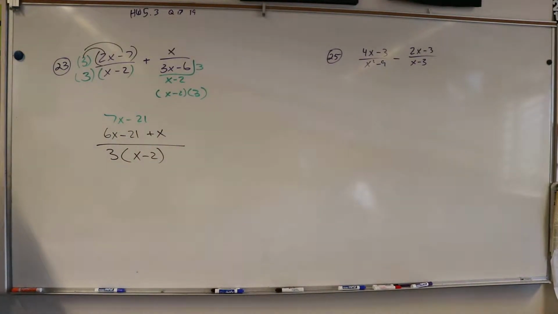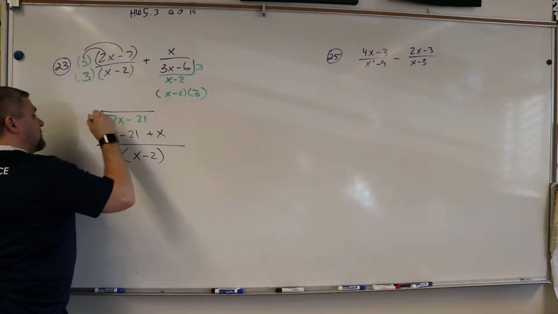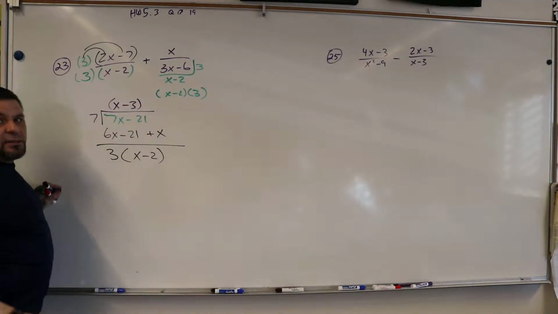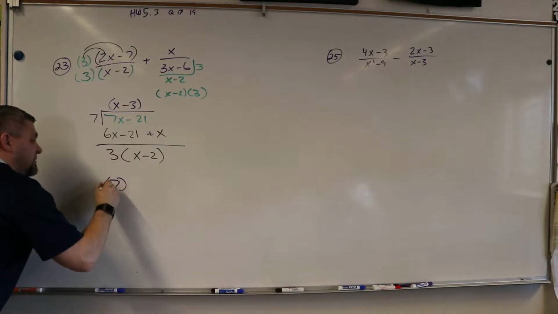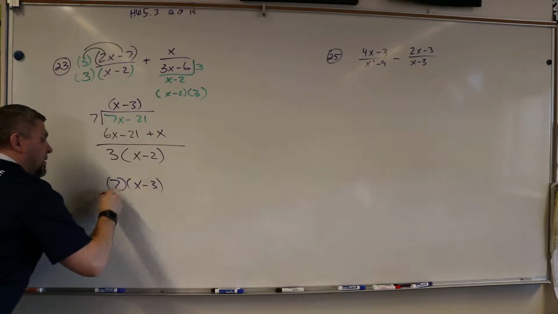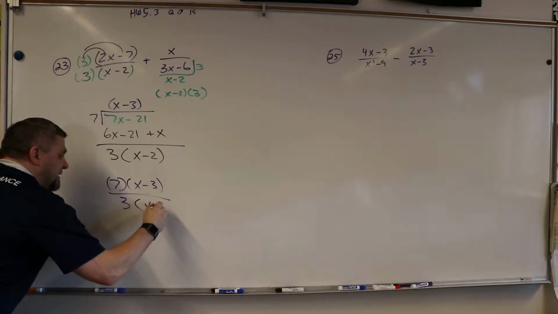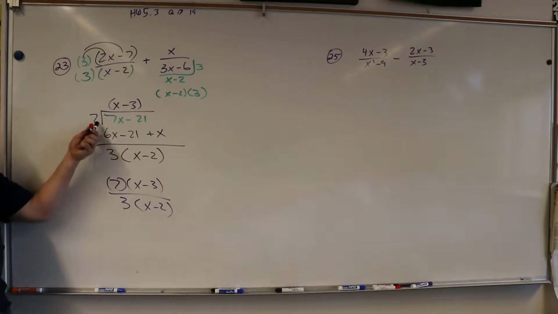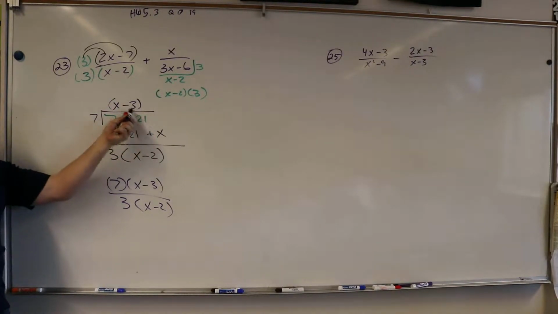Does that make sense? Does anything go into 7x minus 21? 7. Okay, so then we'll get x minus 3, right? So then you'll end up with 7 times x minus 3 all over 3 times x minus 2. Does that make sense? 7 goes into 7 once. 7 goes into 21 3 times.